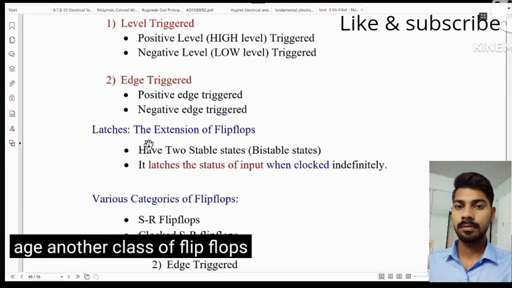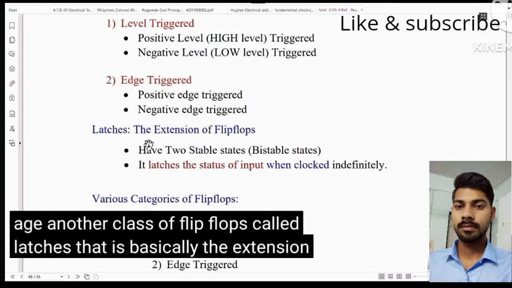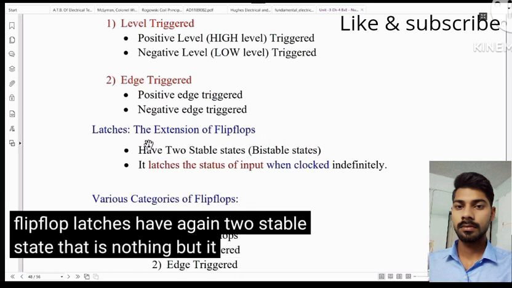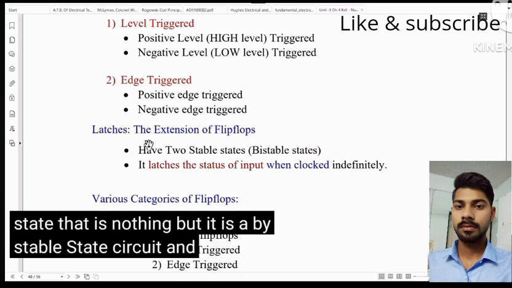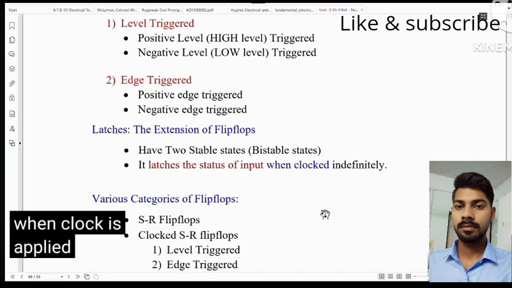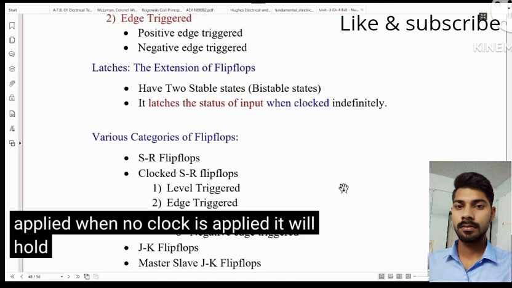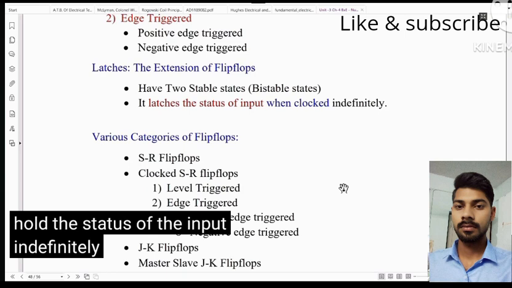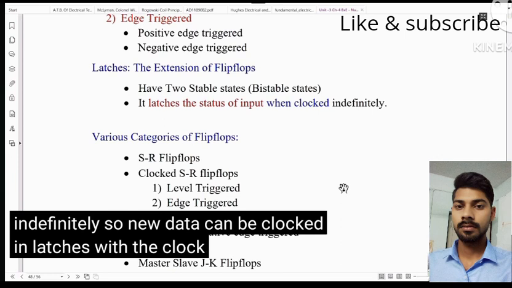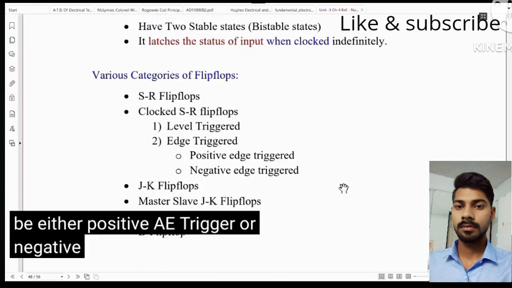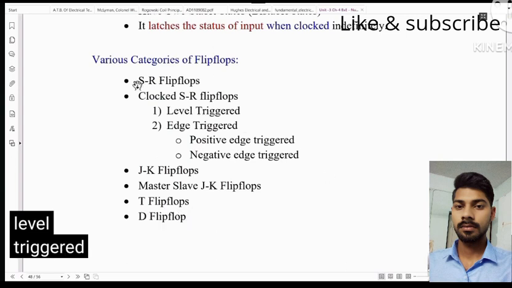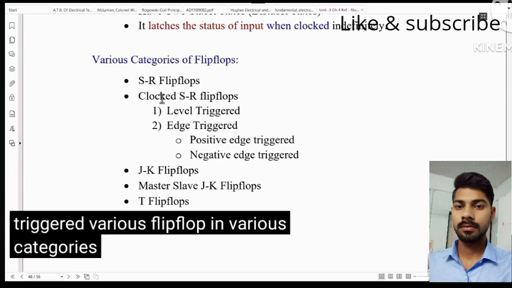Another class of flip-flops is called latches. That is basically the extension of flip-flop. Latches again have two stable states, that is nothing but a bistable circuit. And latches are used to latch the status of the input when clock is applied. When no clock is applied, it will hold the status of the input indefinitely. So new data can be clocked in latches with the clock, and they can be either positive edge triggered or negative edge triggered, or they can be positive level triggered or negative level triggered. Various flip-flops in various categories are listed here.